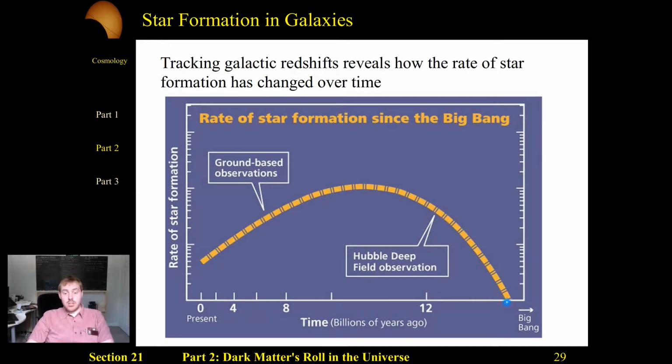And so what we've noticed is that way back in time, the rate of star formation was low. And then it starts to increase until eventually it peaks. And now it looks like the rate that stars are forming is actually going down as time progresses.